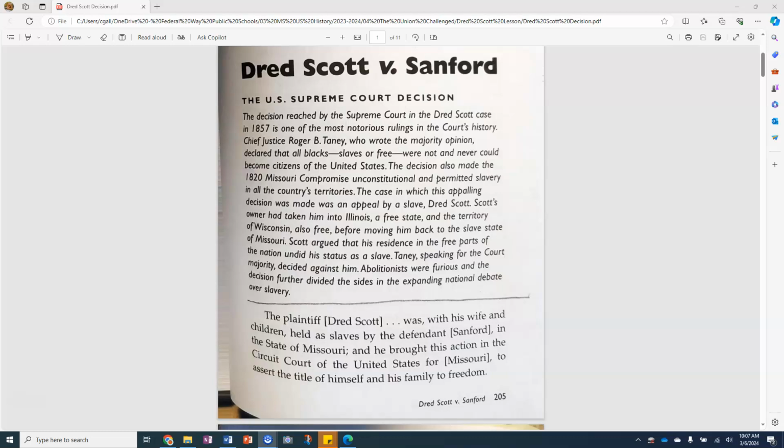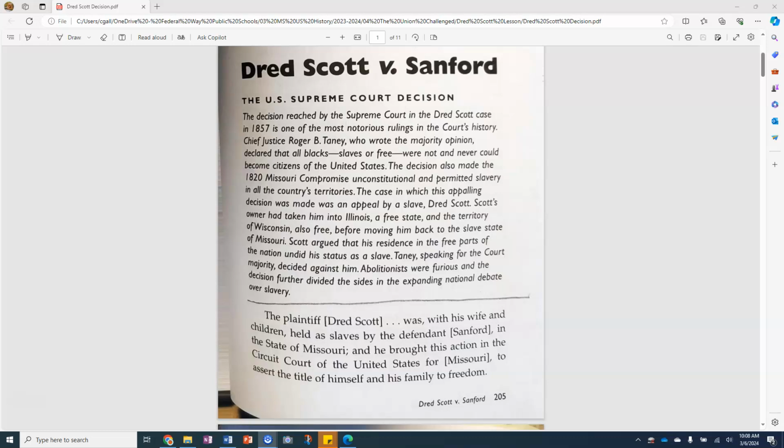The decision reached by the Supreme Court in the Dred Scott case in 1857 is one of the most notorious rulings in the court's history. Chief Justice Roger B. Taney, who wrote the majority opinion, declared that all blacks, slaves or free, were not and never could become citizens of the United States. The decision also made the 1820 Missouri Compromise unconstitutional and permitted slavery in all the country's territories.